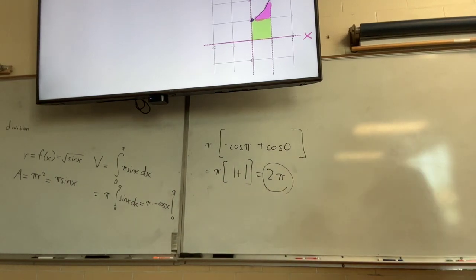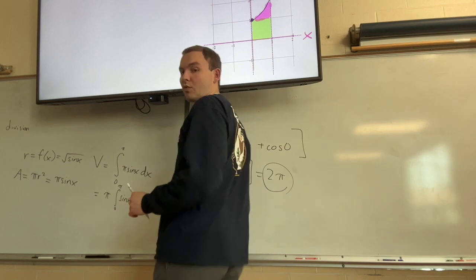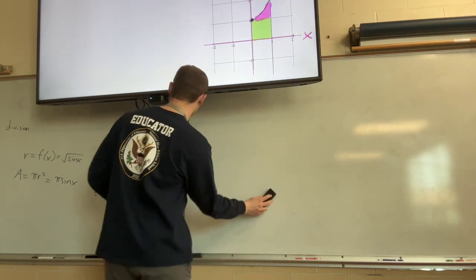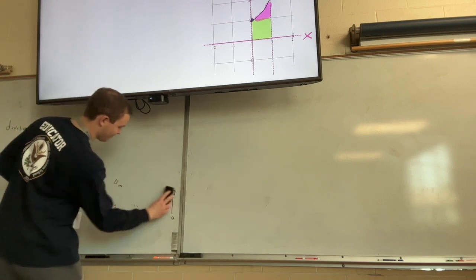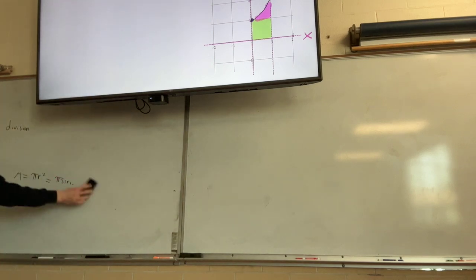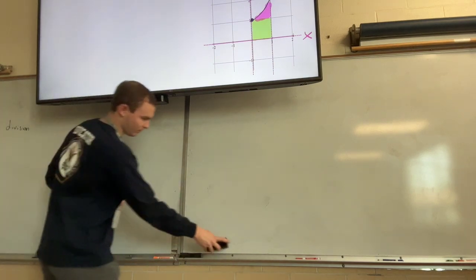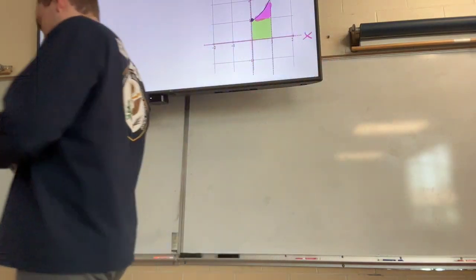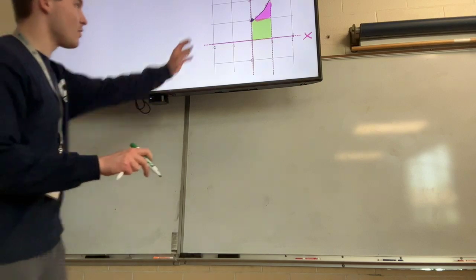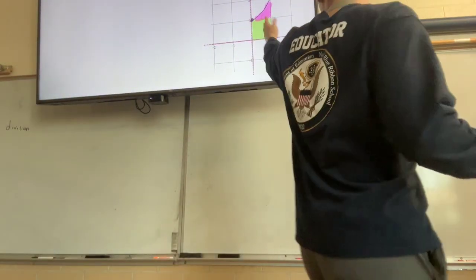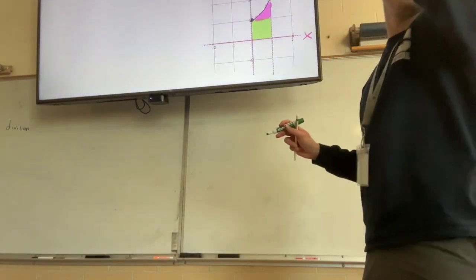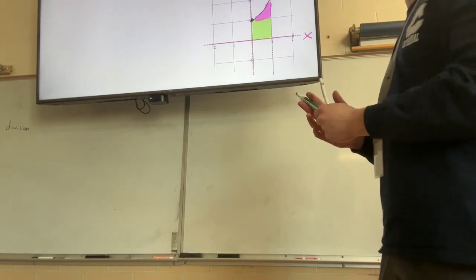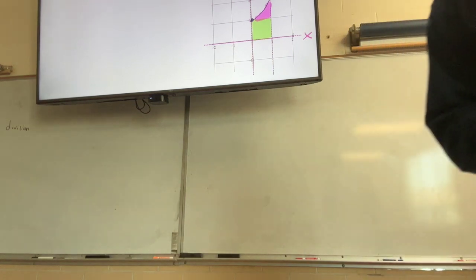All right. So the volume of the green region, so this is going to be what? The green region, when we revolve it around the y-axis, we're going to get what shape? A cylinder. Yeah, that'll be a cylinder. Are we having trouble seeing that?